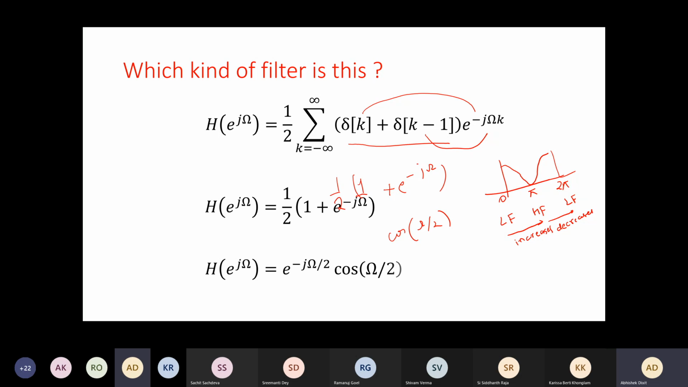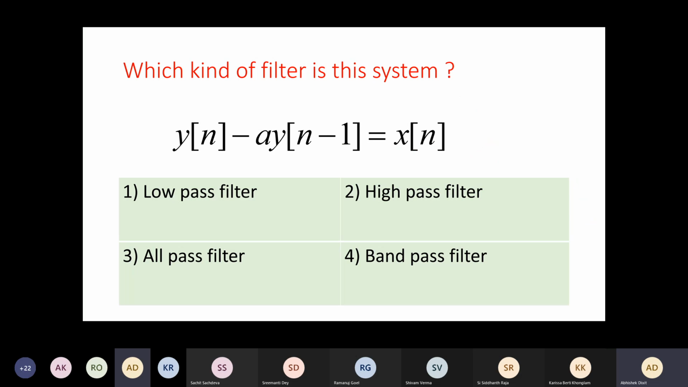Now, what kind of filter is this system? This is complicated. Why is this complicated? Because this is a constraint system. Previous systems were recipe systems. Finding out impulse response was easy. Now, this is slightly tricky, and solving them is also difficult. So, how should we proceed?